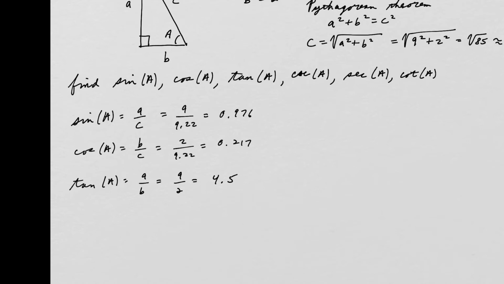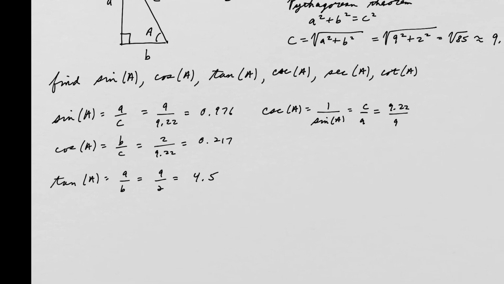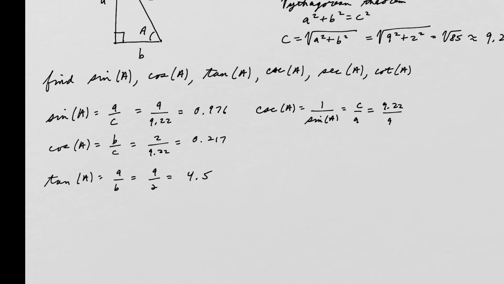Then I have cosecant of angle A. Well, that's the same as 1 over sine of angle A. So that's really just c over a. So I can write that as 9.22 over 9. And that's equal to around 1.025.